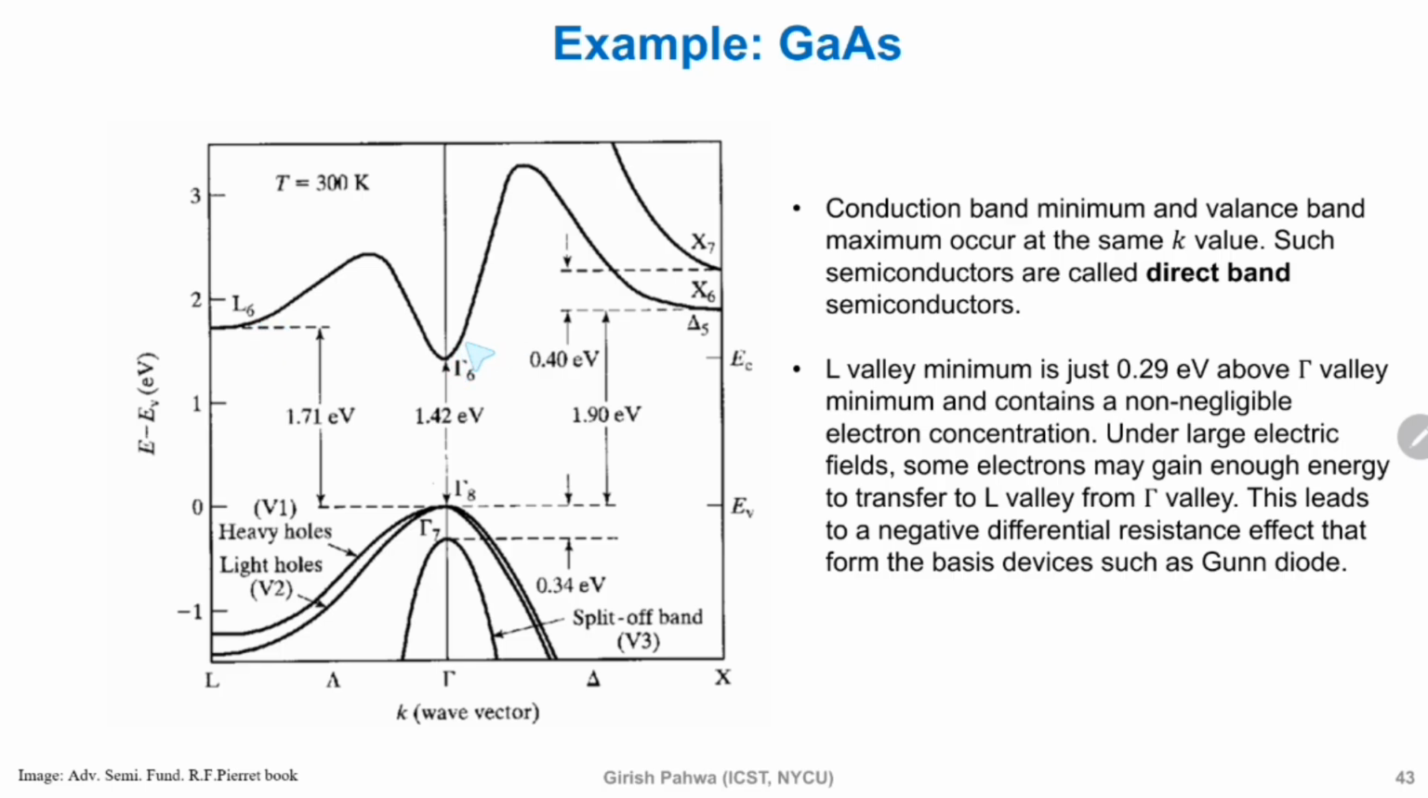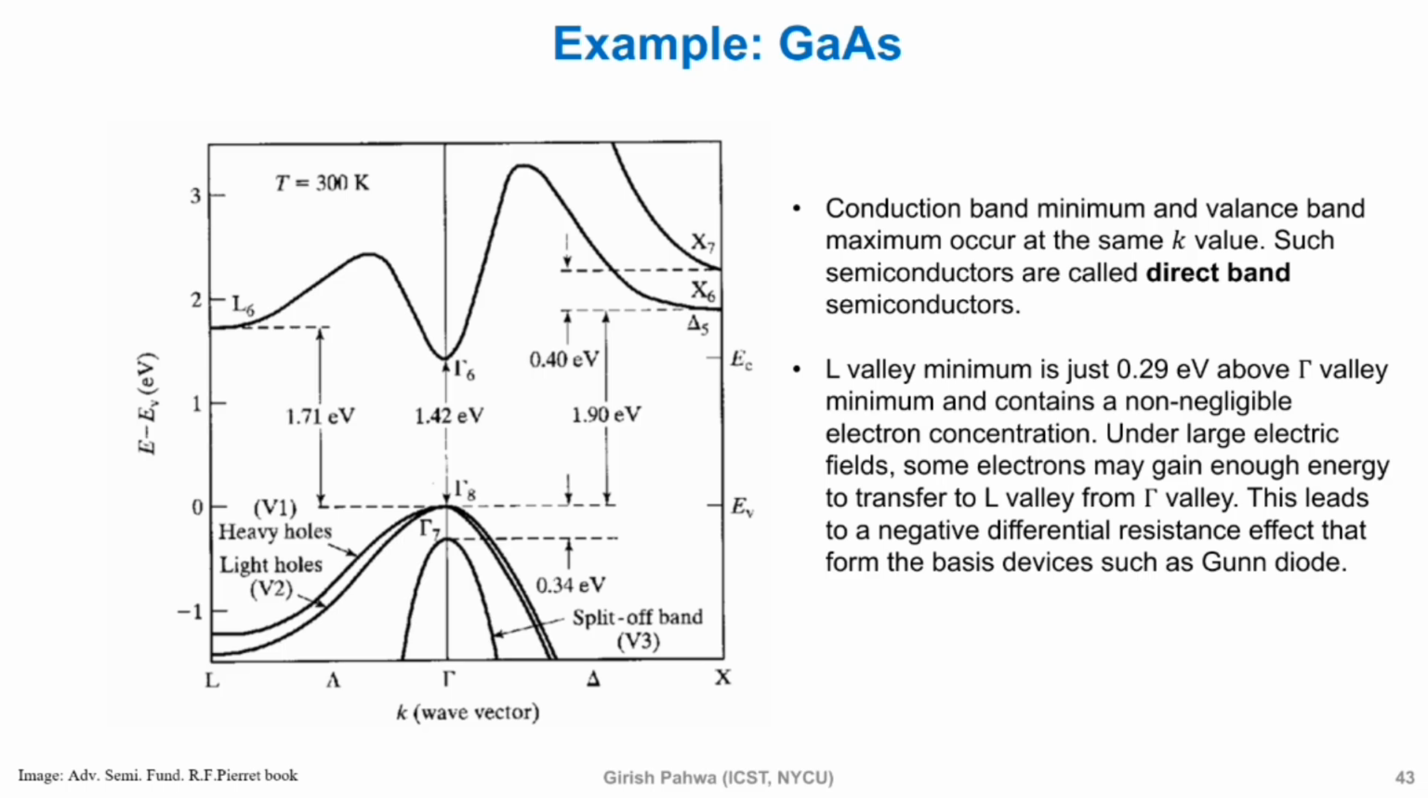What happens is, when you apply a high electric field, electrons in the gamma valley can get enough energy from the electric field and move from this to this. Although it's at higher energy, they get accelerated and can reach this valley. So there can be a transfer of electrons from the gamma valley to the L valley. That can give you a negative differential resistance.